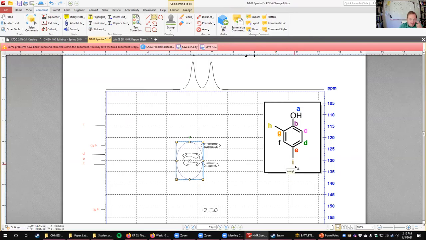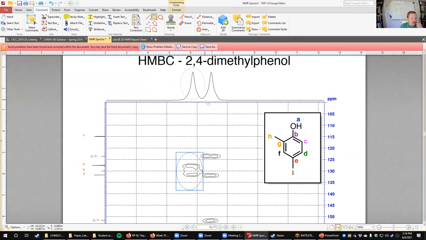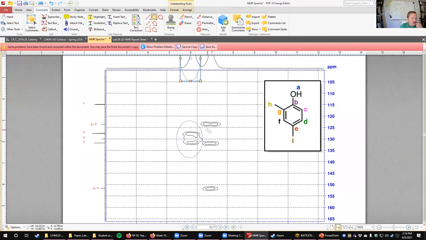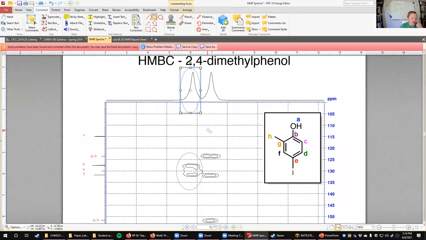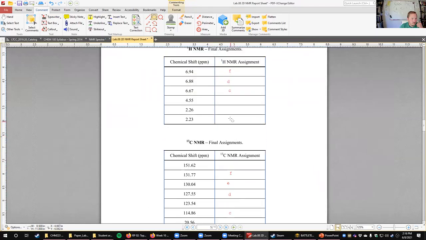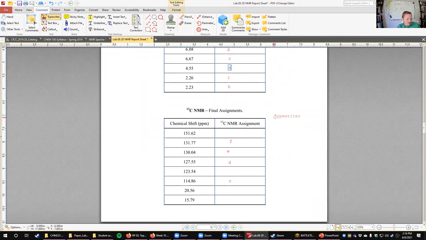All right, so all that to say is D, E, and F are these ones that are really closely linked together right here, right? And the hydrogens that will show up with D, E, and F are the hydrogens attached to I. So that tells us this signal at 2.26 must be I. And that tells us that the other one must be H.